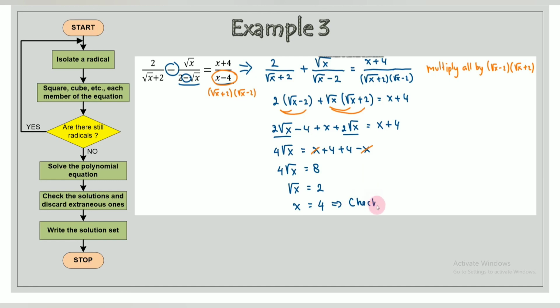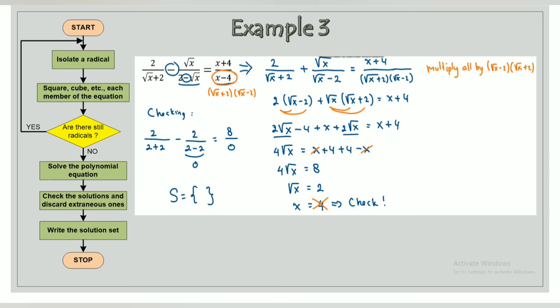So don't forget, we check the solutions and discard the extraneous one. Let's put it into the original equation. Checking: when I put 4 into x, it becomes square root of 4, which is 2, minus square root of 4 is 2, over 2 minus square root of 4 is 2, equals x plus 4, which is 4 plus 4, and 4 minus 4. So we have zeros in the denominator. So this one cannot be your solution. And we have another situation where we have no solution.